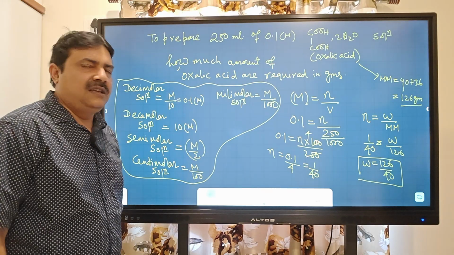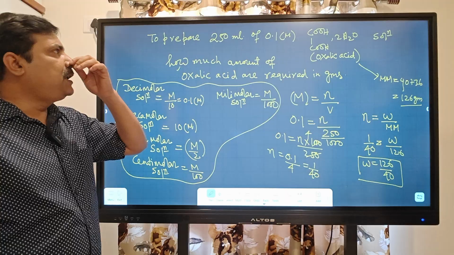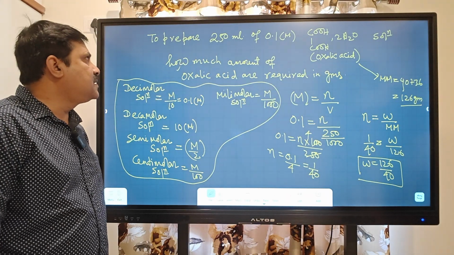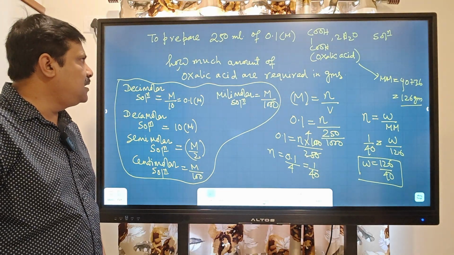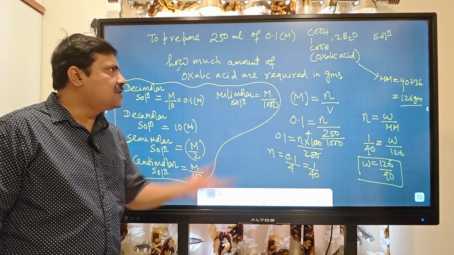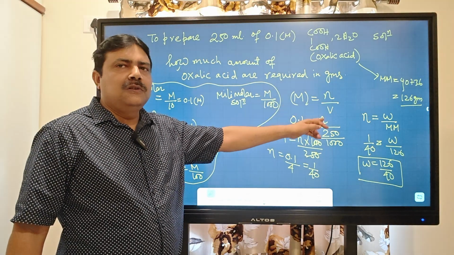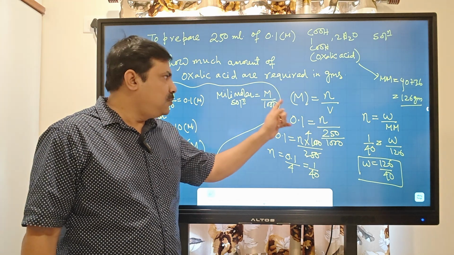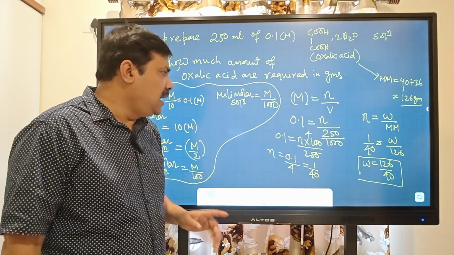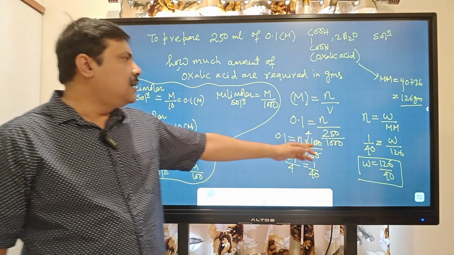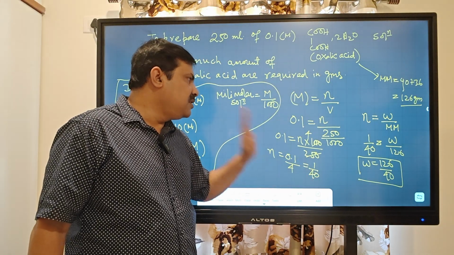You look at how we did it. This problem was given in a reverse manner. They are asking to prepare 250 ml of 0.1 molar oxalic acid solution. Obviously, 2 waters of crystallization are there with oxalic acid, and they are asking how much oxalic acid is required in grams. Simply, molarity equals number of moles divided by volume of the solution in liters. Molarity is provided. The volume of the solution is given in ml, so I converted it to liters by dividing by 1000. Then after the calculation, 1000 goes up, 250 in 4, so the number of moles is 0.1 by 4, which is 1 by 40.